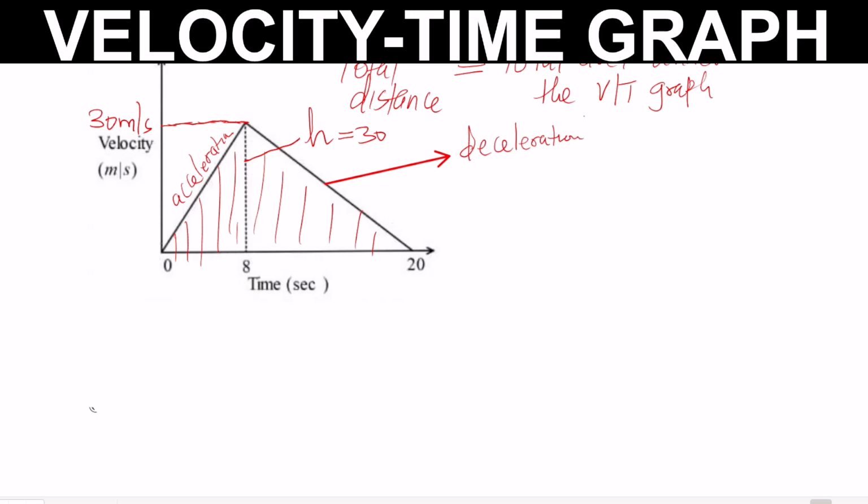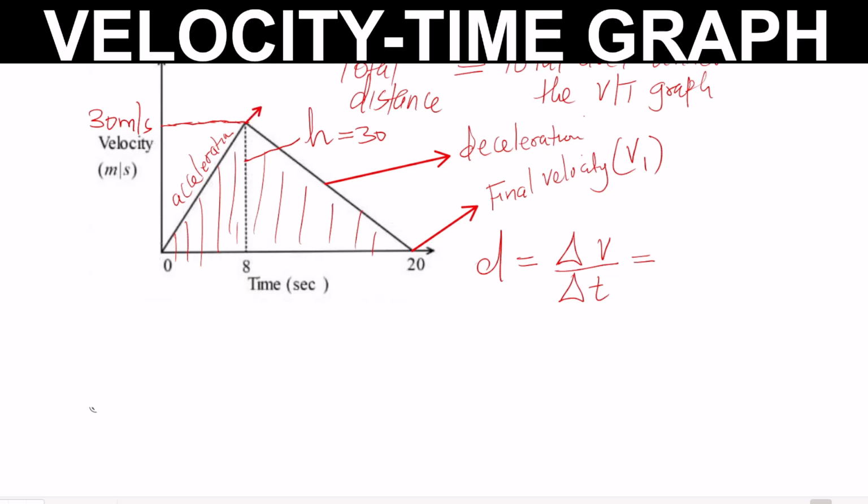Deceleration will be given by the change of speed, that is the change of velocity, divided by the change in time. How do we get the change in velocity? We get the final velocity, and this is where we shall have the final. This is the final velocity, and you're going to denote this one by v1. And then this will be the initial velocity. We are going to denote this one by v0.